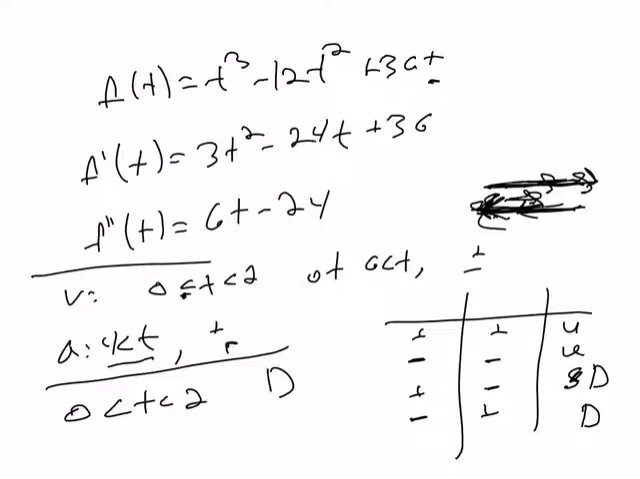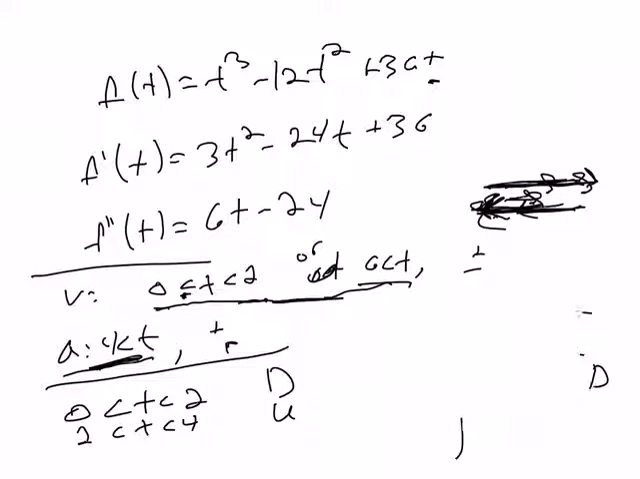And then if you're between 2 and 4, then we have that your velocity is negative, right? Because the velocity is only positive if t is greater than 0 and less than 2, or it's greater than 6. So if you're between 2 and 4, your velocity is negative, and your acceleration is also negative, because your acceleration is negative when t is less than 4. So you're speeding up.